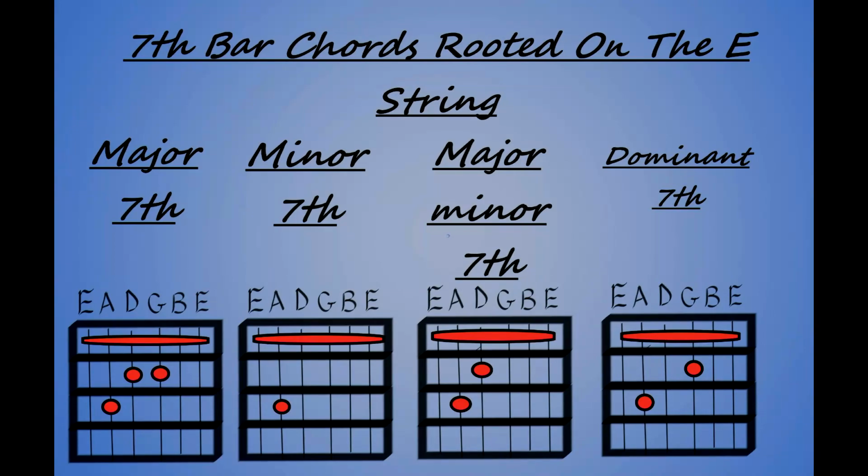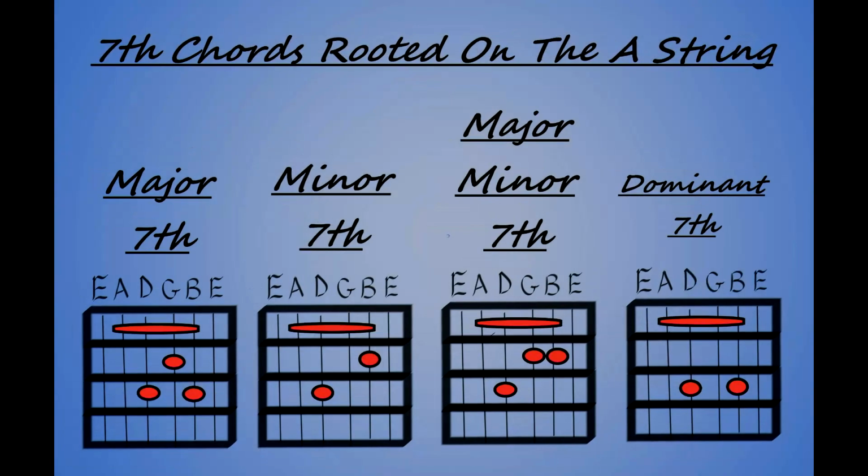And the minor 7th is the second one. You've got a major minor 7th. I never really use it, to be honest. And then your dominant 7th. That's the 7th chords rooted on the E string. Right, and then same thing again, really. You've got major 7th. Second shape is minor 7th. The third shape is major minor 7th. And the fourth shape is dominant 7th. And these are all the chords rooted on the A string. So 7th chords rooted on the A string.